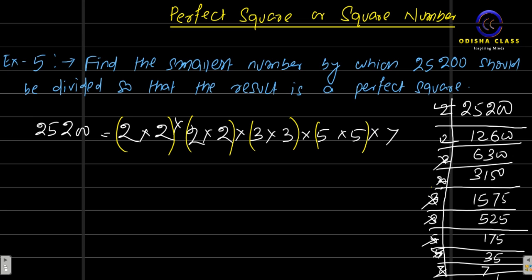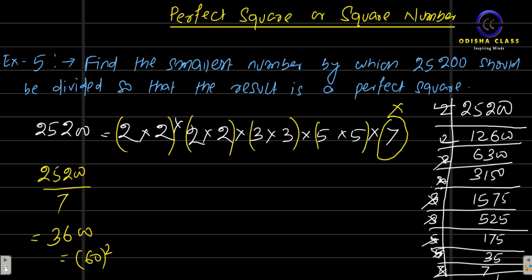Thus, if you divide 25,200 by 7, the quotient will be a perfect square. Let's see. 25,200 divided by 7, what will be the answer? The answer will be 3,600. Yes or no? 3,600 is whose square? 60 square is 3,600. Hence, we cut down the 7.